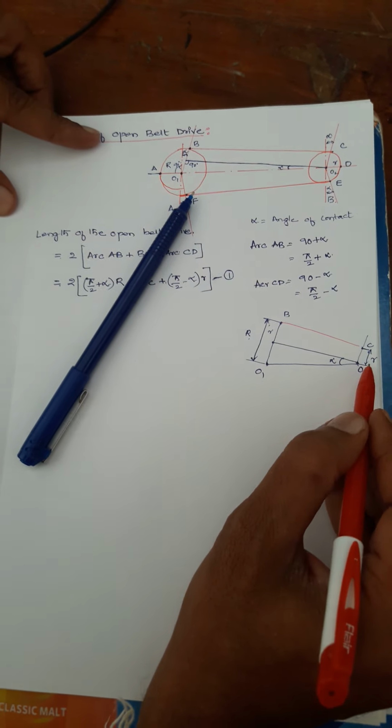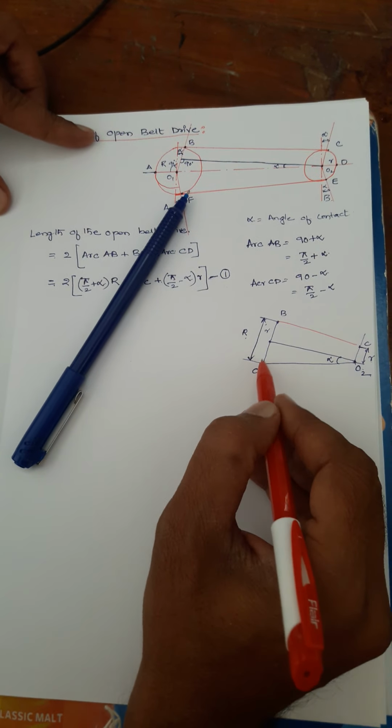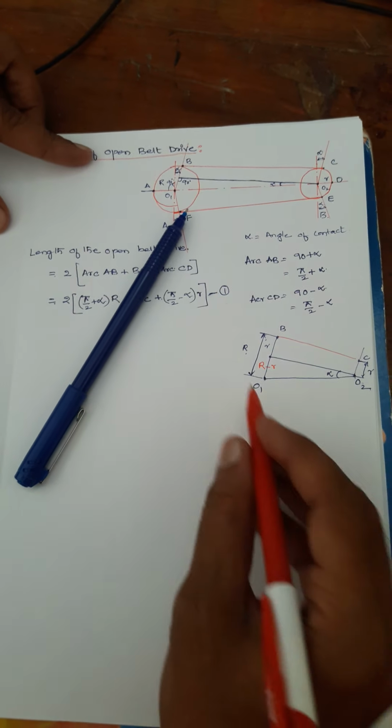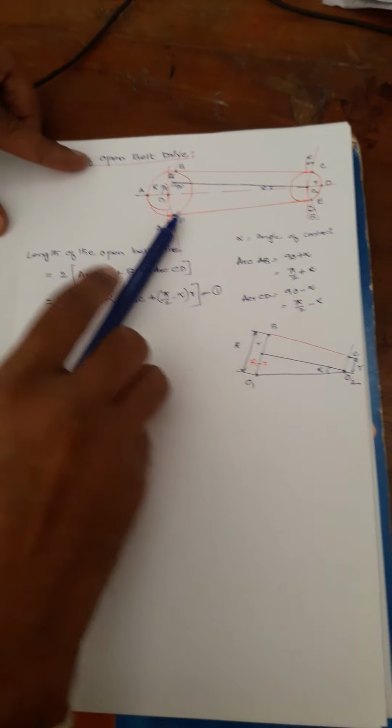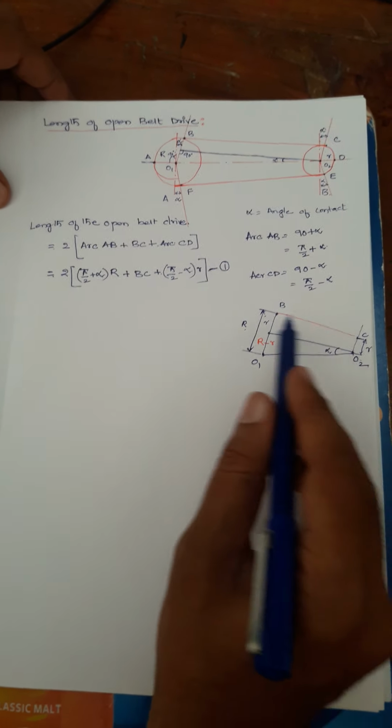These two are in parallel, so this one is r and this one is also r. And what about this distance? The distance is nothing but capital R minus small r, right? Now we want to find out the length of BC, right?